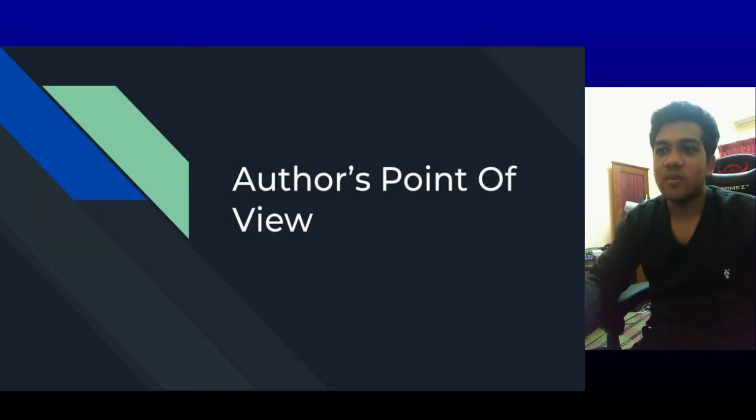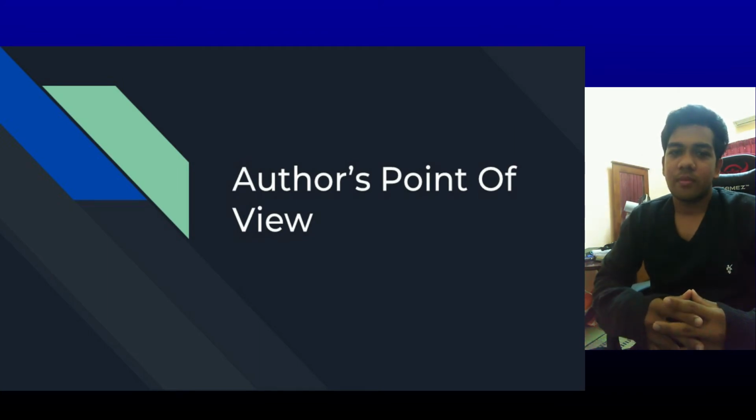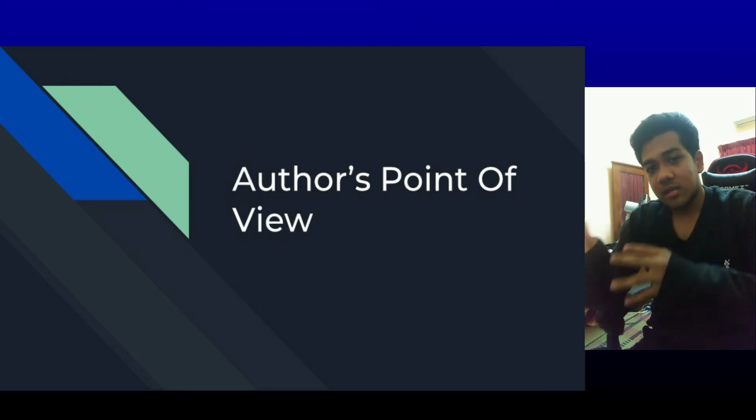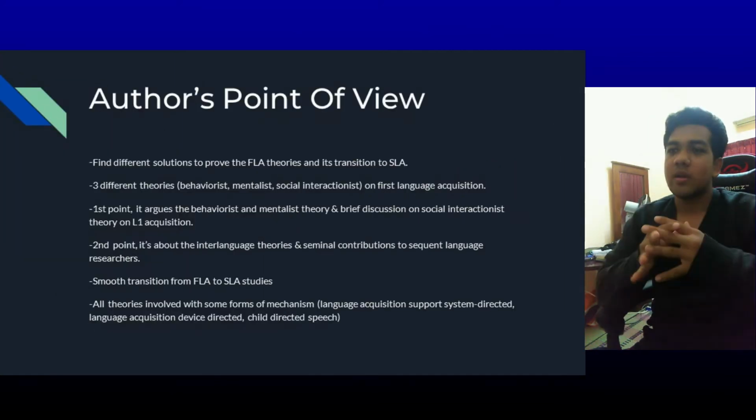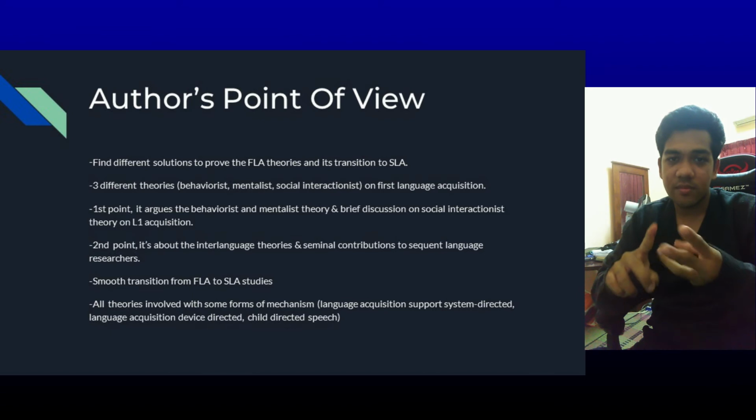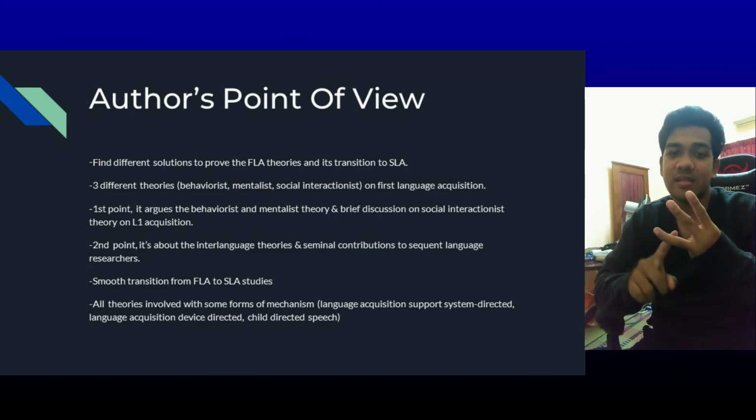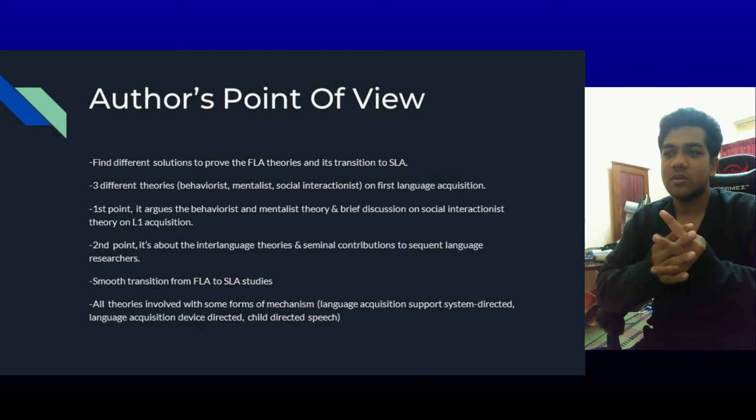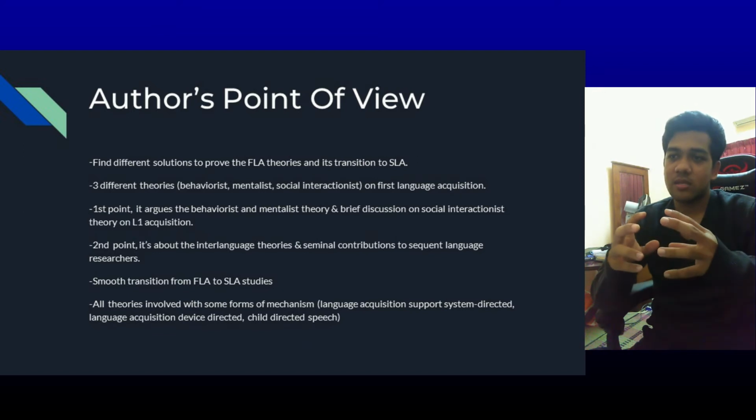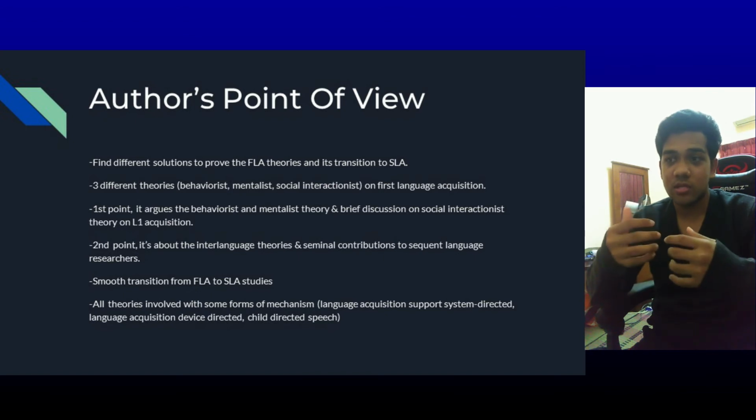The author's point of view is that it is time to find first language acquisition theories, how to prove them, and the transition to second language acquisition. It talks about three different theories: behaviorism, mentalism, and social interactionist, with little discussion of social interactionist. That's the first point. The second point is interlanguage theories and the seminal contribution to the researchers.